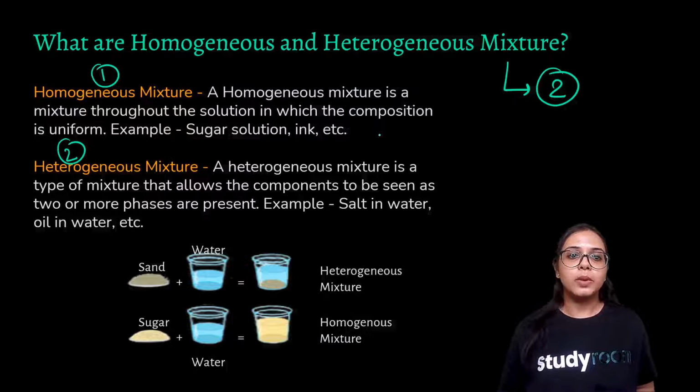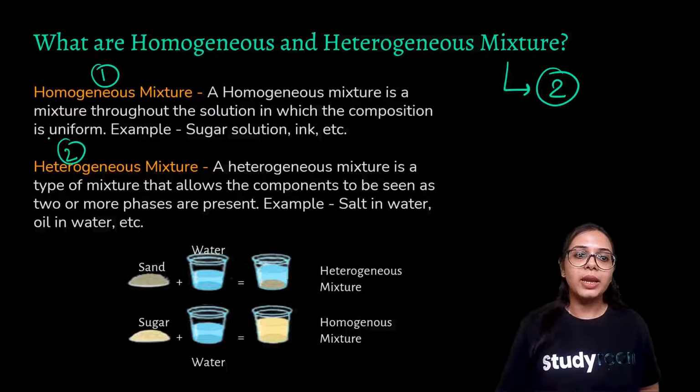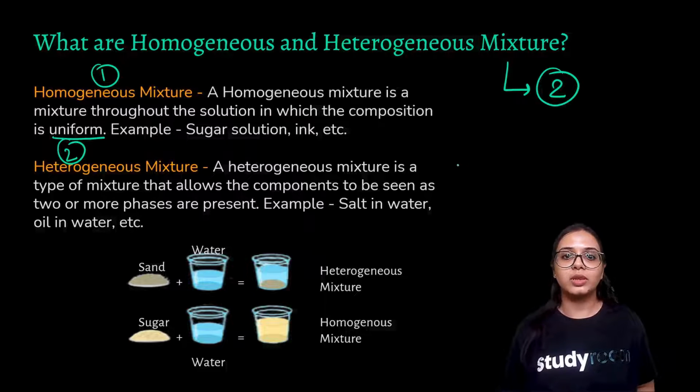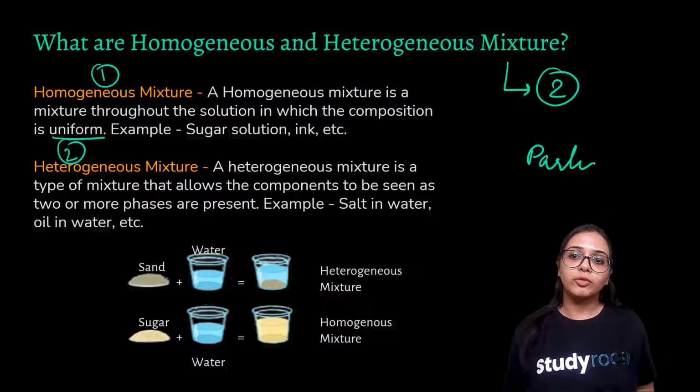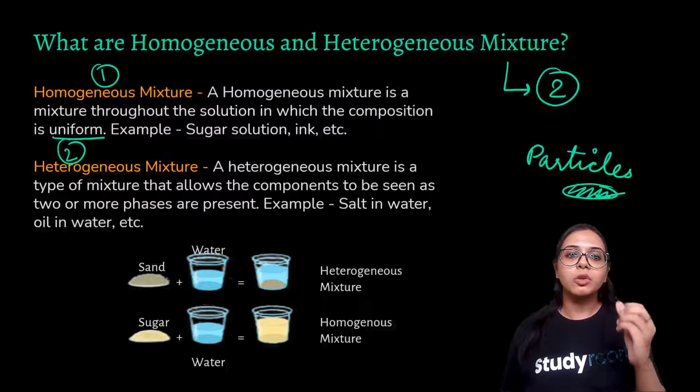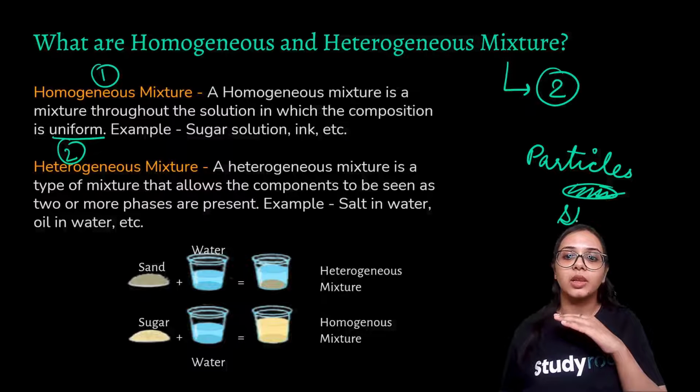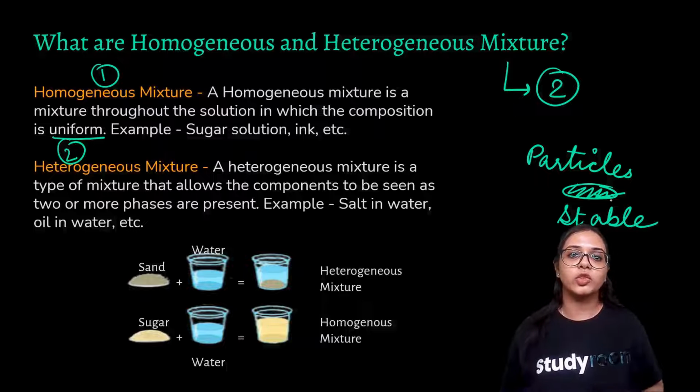A homogeneous mixture is a mixture throughout the solution in which the composition is uniform. The main thing to remember in a homogeneous mixture is that the composition is uniform. It means the kind of constituents, the kind of particles that form a homogeneous mixture, give the resultant product a very uniform kind of texture, a very uniform set of properties. It is very stable in nature.